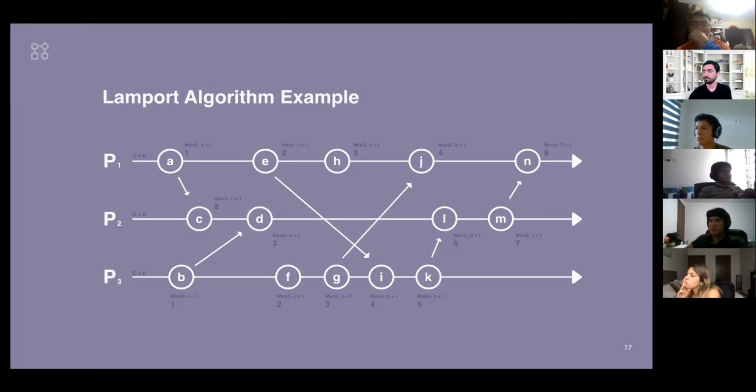But then we have the problem. For example, here in the second process, in the Expedia layer, we have the event D. And that's concurrent with the other events, like for example F. So that's when we introduce the algorithm and the formula that we were looking at.